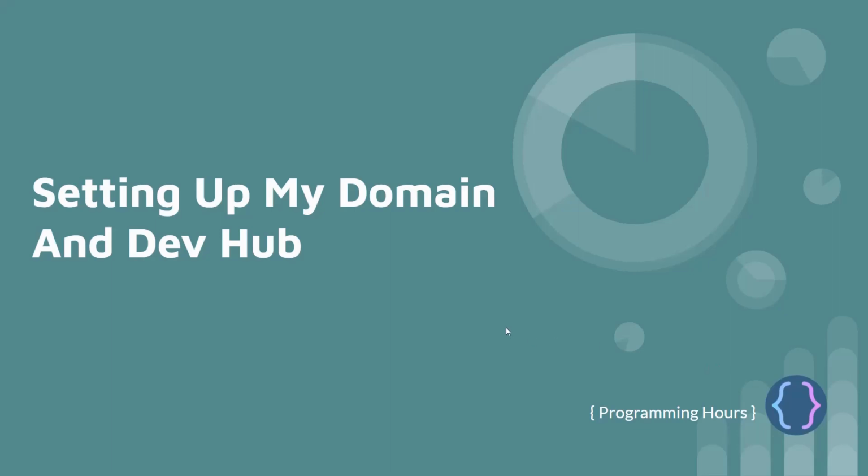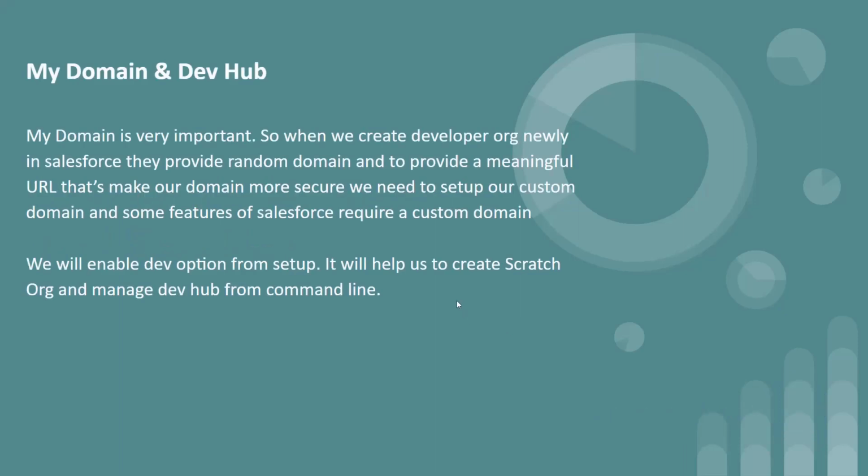In this video we'll set up our My Domain and DevHub. So let's get started. My Domain is a very important feature in Salesforce. If you have created a new developer org, when you log into your developer org, it will give you a random URL like d5j00-dev.lightningforce.com. It can be anything, but to set up a meaningful URL you have to enable your domain.